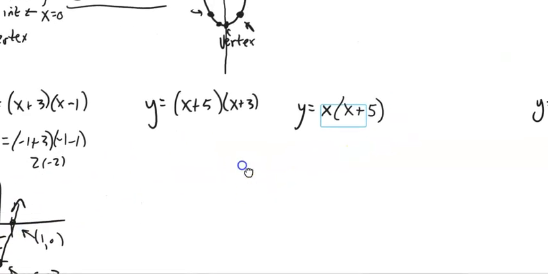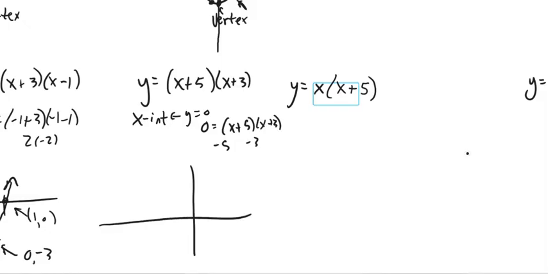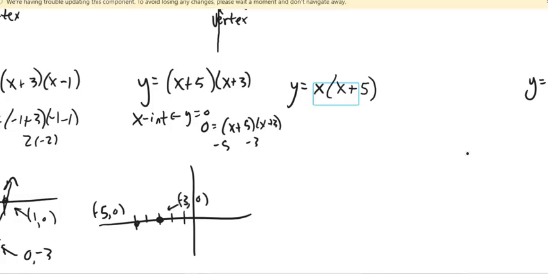Let's do the same sort of thinking over here. Okay, x-intercepts. That means y equals 0. So, what makes this a 0? -5. What makes this a 0? -3. Great. 1, 2, 3, 4, 5. So I've got the points -5, 0. Notice I'm labeling these as points, and the point -3, 0. There's my x-intercepts.